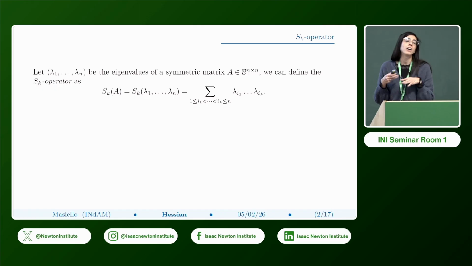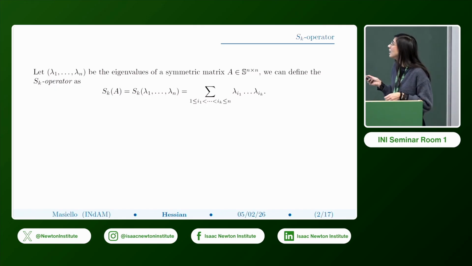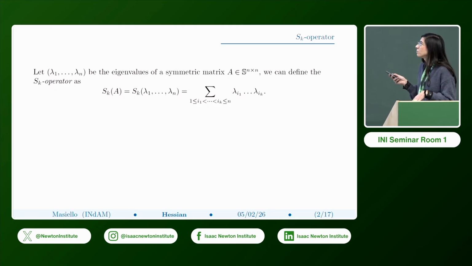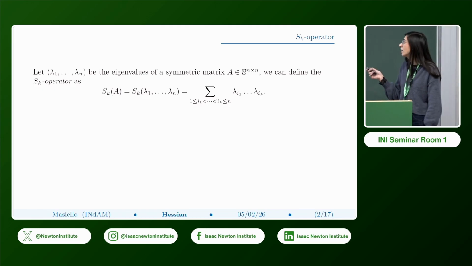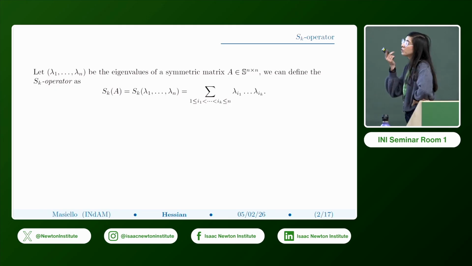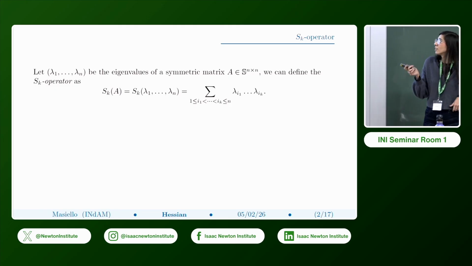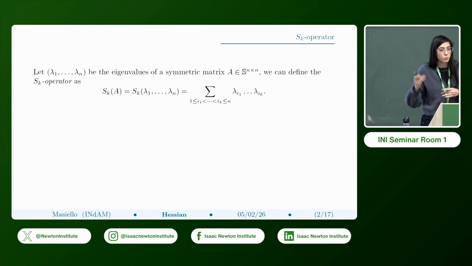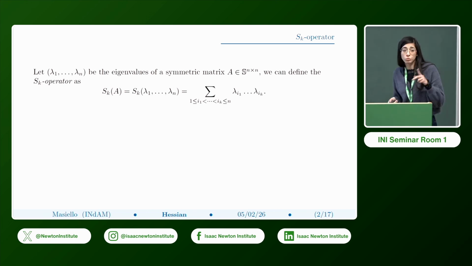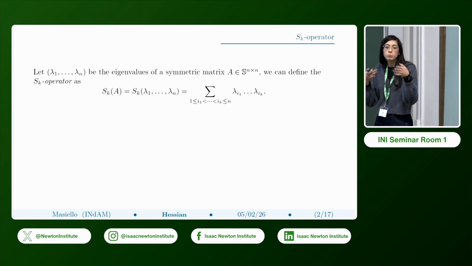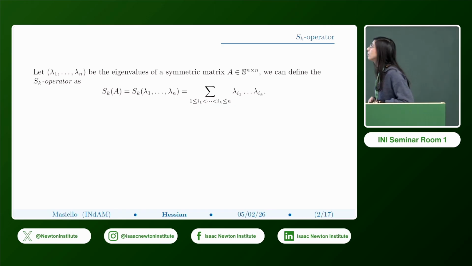We start with n times n symmetric matrices, and these symmetric matrices have n eigenvalues. To these n eigenvalues, you can associate n numbers that are the k-symmetric elementary functions of the eigenvalues. The first one, all of us know, is the sum of all the eigenvalues, so it's the trace of the matrix. The last one, when you choose k equal to n, is the product of all the eigenvalues, so it's the determinant. And in between, you have other symmetric elementary functions.